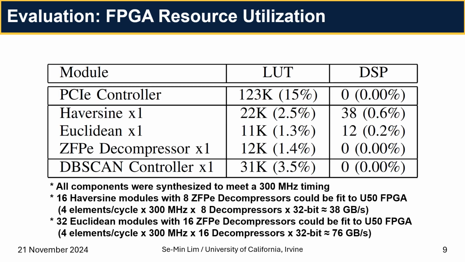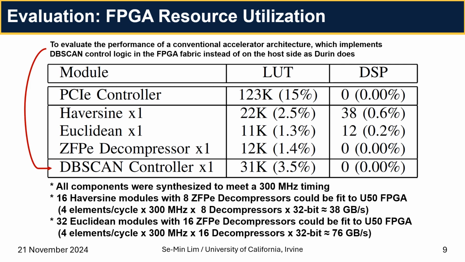This table shows the chip resource utilization breakdown of Durin on the U50 FPGA, and all components were synthesized to meet 300 MHz timing. Because one decompressor matches with two distance calculation engines, in the case of Haversine calculation, 16 Haversine calculation engines with 8 decompressors can be fed to the U50 FPGA, and the bandwidth of this setting is going to be up to 38 GB per second. In the case of Euclidean distance, 32 Euclidean modules with 16 GFPE decompressors could be fed to the U50, and the bandwidth is going to be up to 76 GB per second.